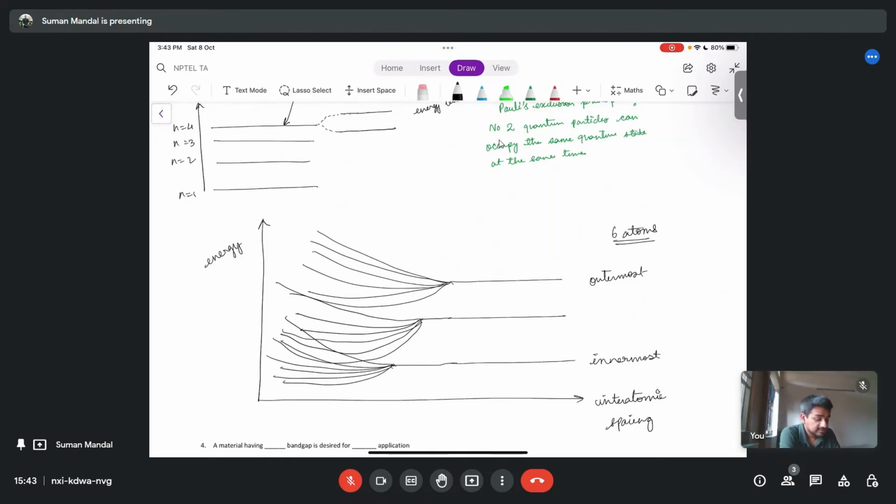Now what happens? Let's say you take this particular position, and let's say the electrons are occupied till here. Actually, we have said that this is the outermost, so let this be the outermost. So electrons are present only in the shaded region, and these are the energy levels which are not occupied.